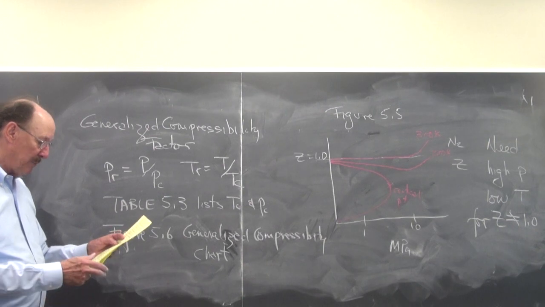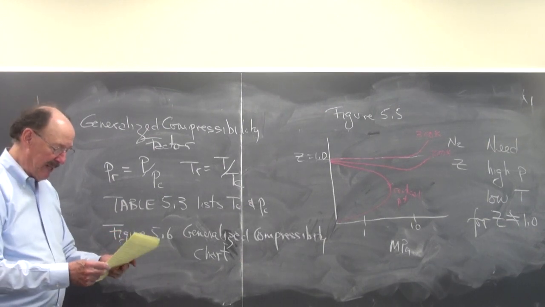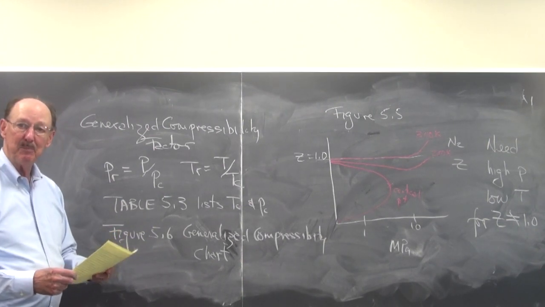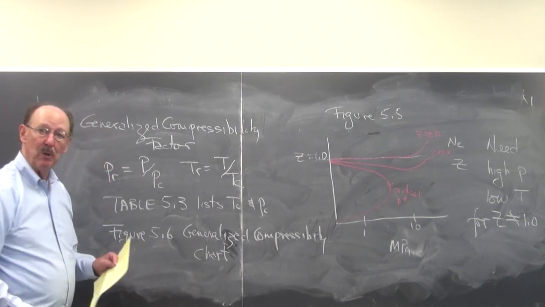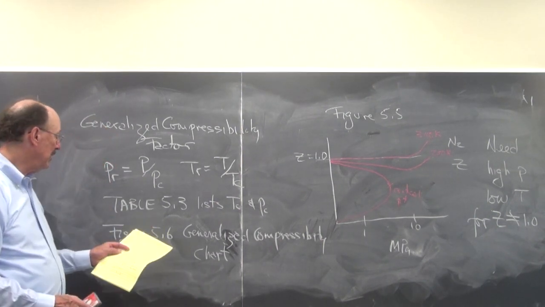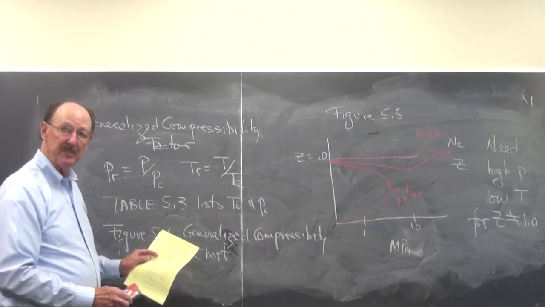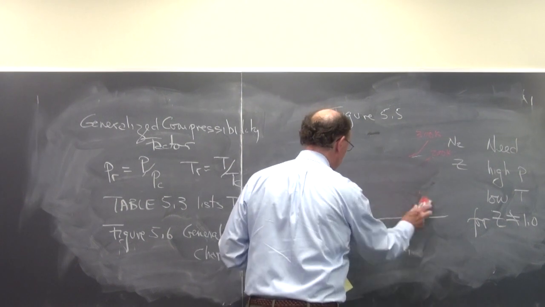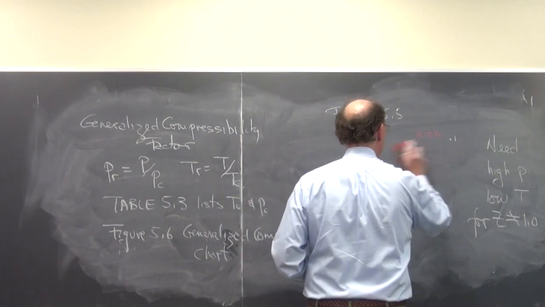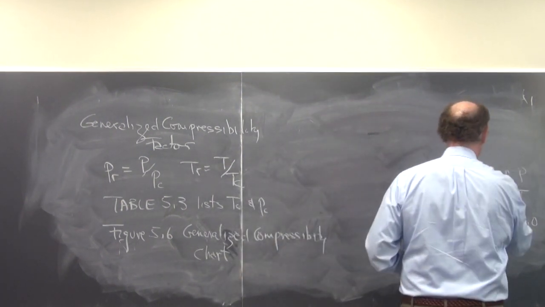So now what I want to be able to do is let's go in and I'll pick a couple of examples so we can see how to use this. So first, let me draw the generalized compressibility chart that we have in figure 5.6. I'll do a sketch of that here. You can draw your own sketch, or look at the one on Blackboard, all are fine.